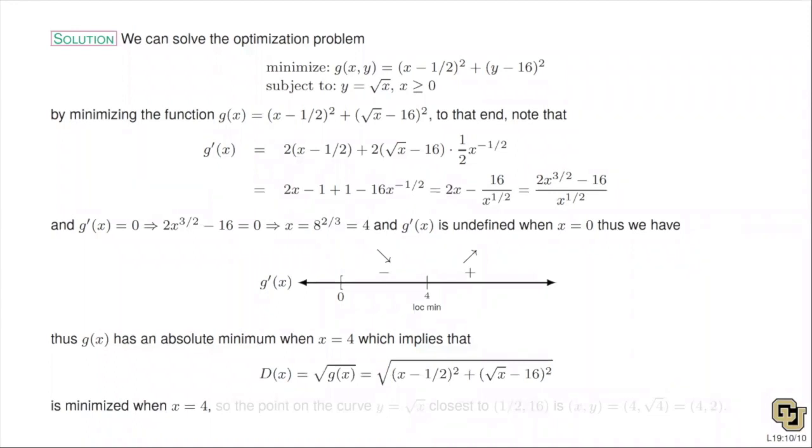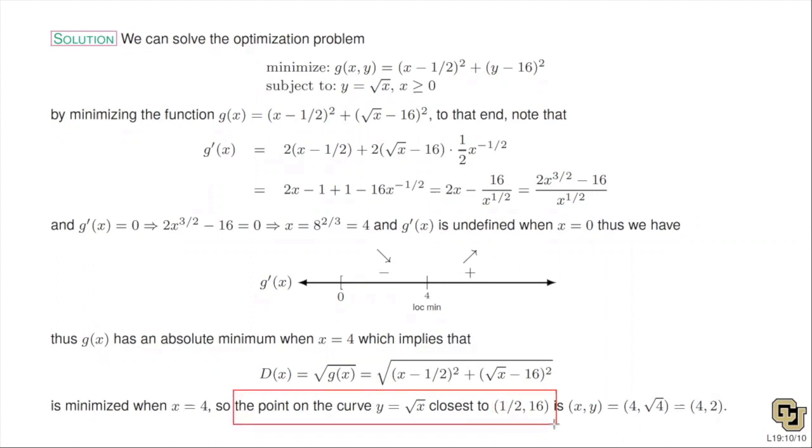And so the question was asking, what's the point on the curve? I need the x and y coordinate on the curve. So when x is equal to 4, y will be equal to root of 4, or 2. So the point on the curve, y equals the positive square root of x, that is closest to (1/2, 16) would be the point (4, 2).